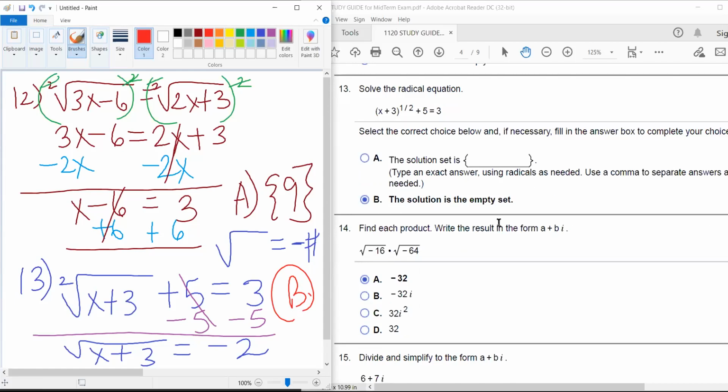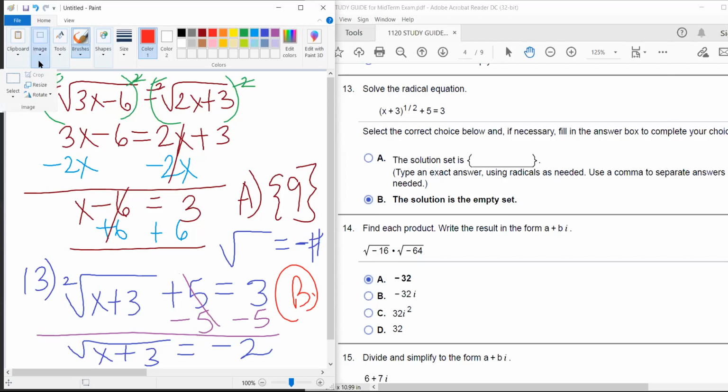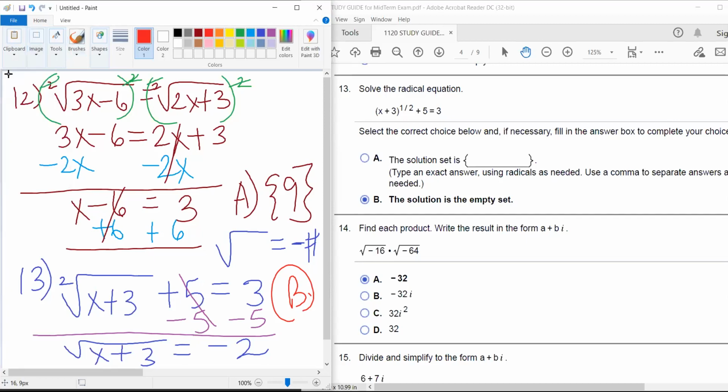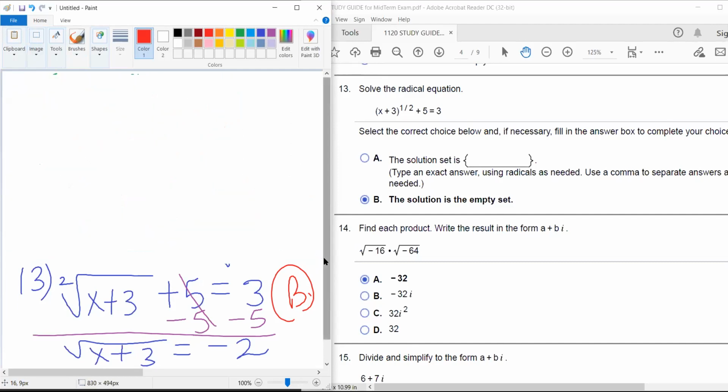Question 15, I'm sorry, I'm skipping. Question 14, find each product and write the result in the form a plus bi. That's standard form for complex numbers. So we have the square root of -16 times the square root of -64.